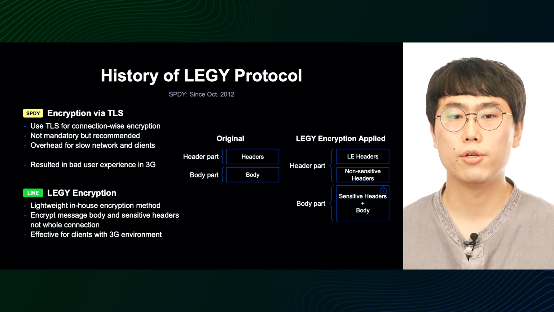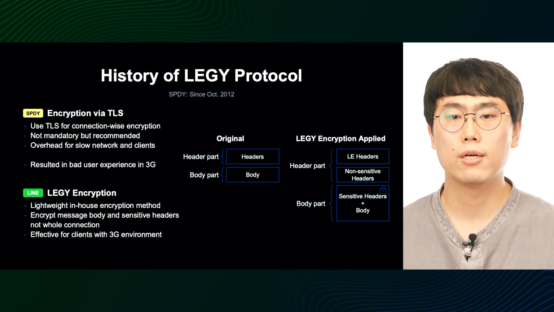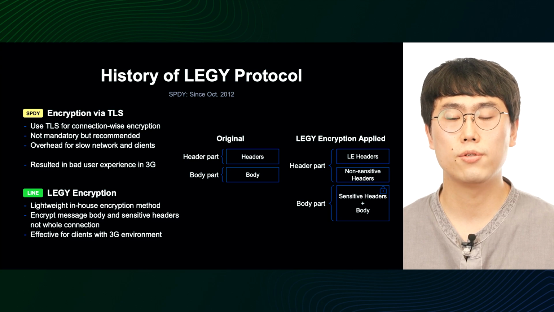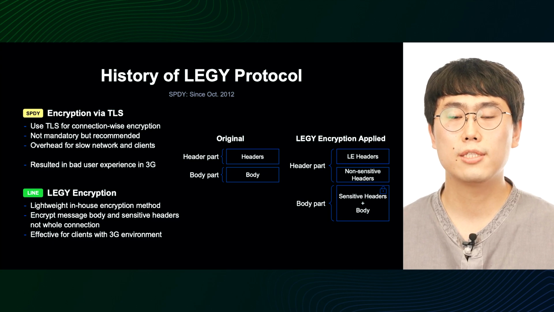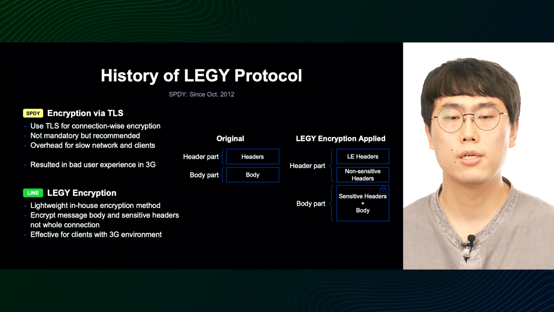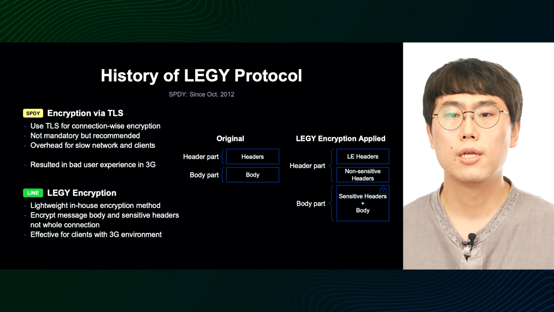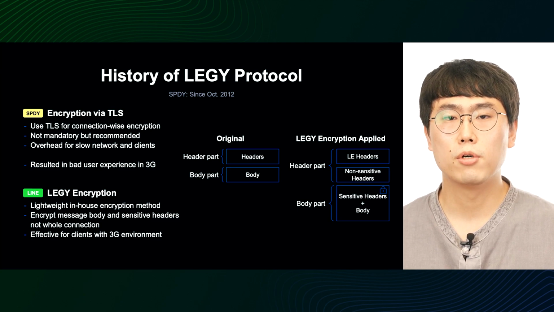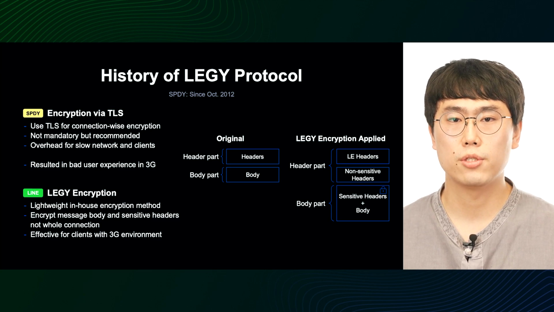When using LEGY encryption, some metadata about LEGY encryption is added to headers. Every sensitive header in request and response is moved to the message body, and they are encrypted with the original body. Clients connecting to a Wi-Fi network usually use TLS, but others in the mobile network use LEGY encryption.